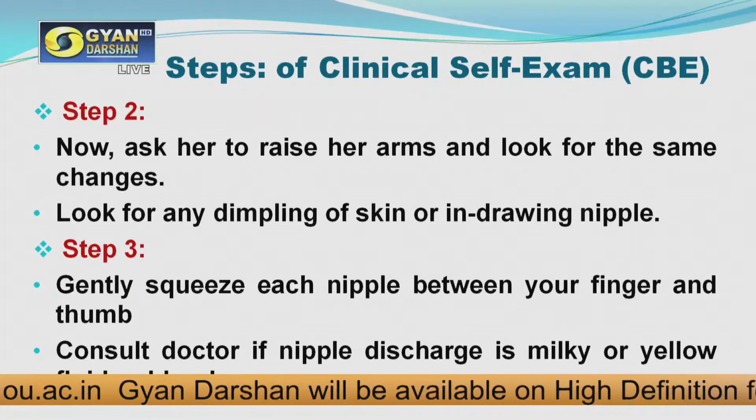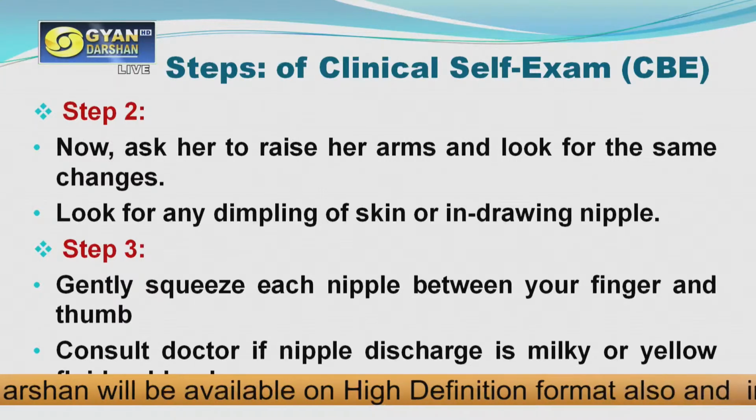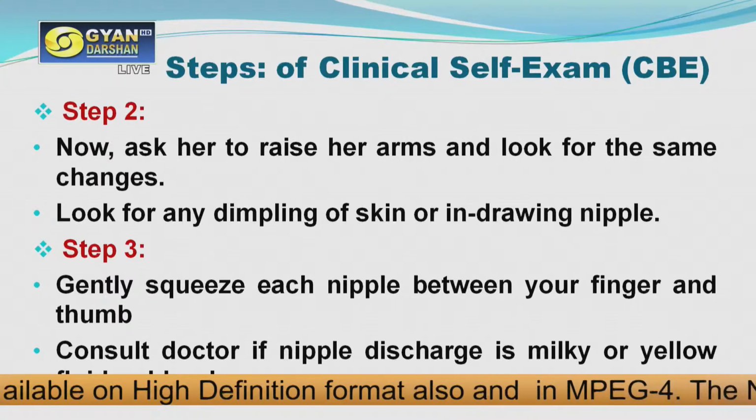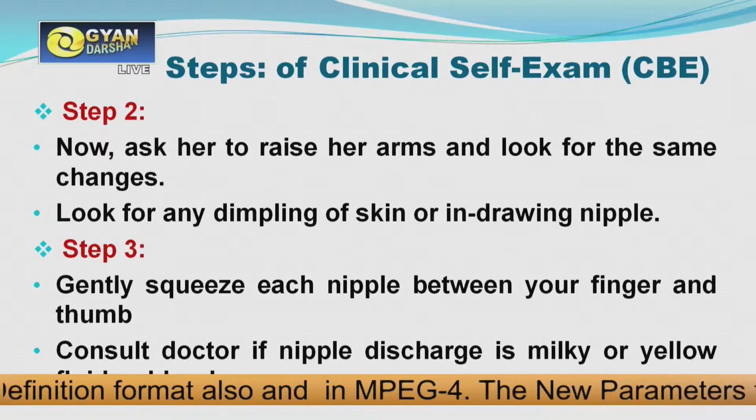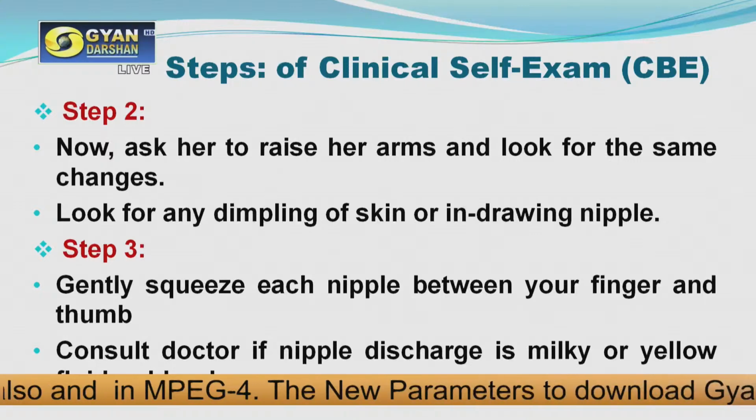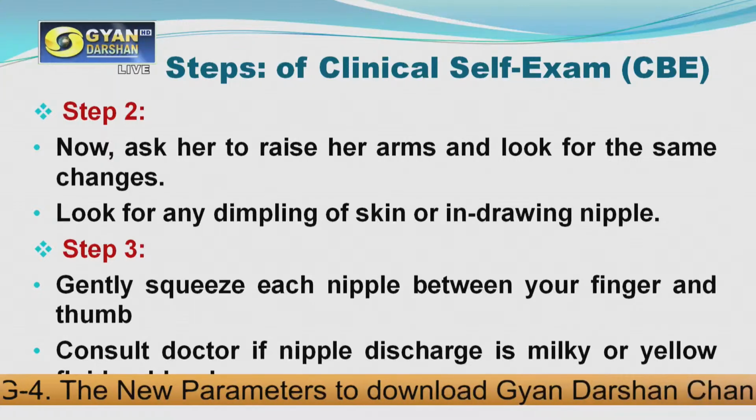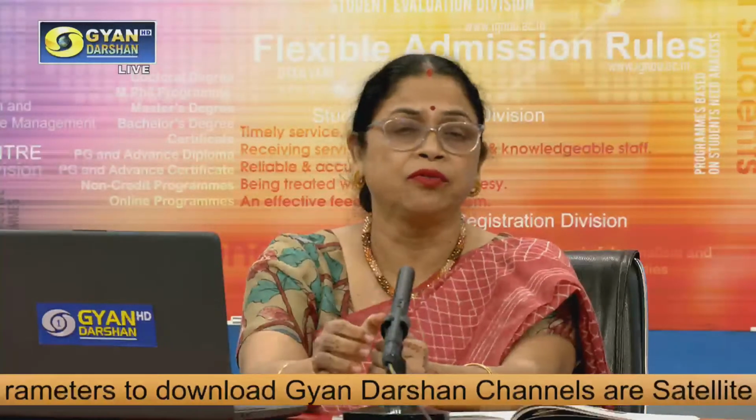Then, in the next step, she needs to gently squeeze her nipple between the finger and thumb, and check if there is any discharge. It can be milky discharge without any reason, or yellow fluid, or blood. These are the three kinds of discharge which are abnormal if there is no other reason. If a lady is not breastfeeding, or is in a stage when discharge should not be there, but there is milky, yellow or bloody discharge, it is abnormal.